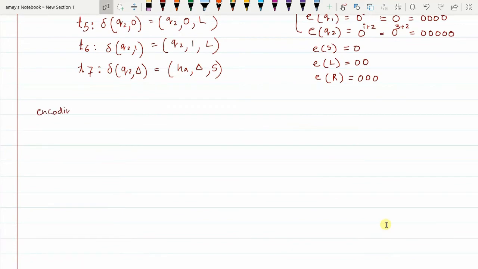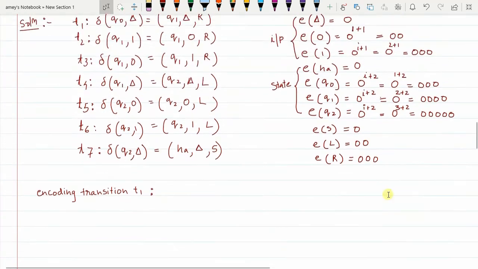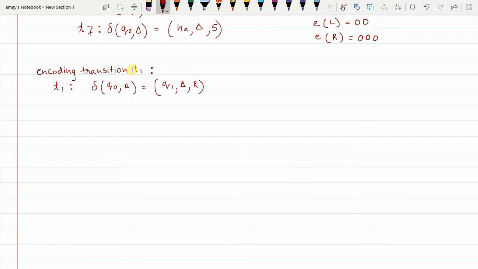Encoding transition T1. Now what is T1? Transition. So this is our transition T1. Encoding for transition T1 using the formula: encoding for Q0 separated with 1, encoding of the input separated with 1, encoding of Q1 separated with 1, encoding of the output separated with 1, encoding of right movement separated with 1. So this is the formula.